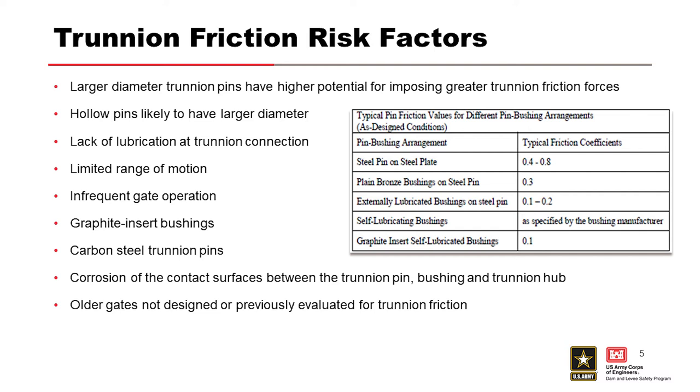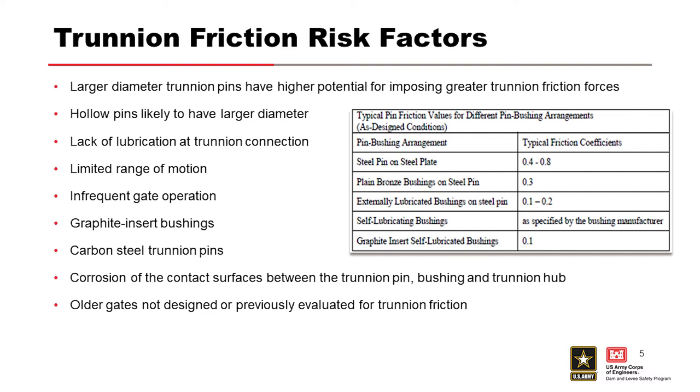Another risk factor is the limited range of motion for gates that may only be operated for a couple feet, lifted a couple feet to pass the flows that are needed. And so they don't see that full range of motion, and corrosion can build up on the other portions that aren't operated. We also have gates that are infrequently operated. That also has the potential to increase the risk.